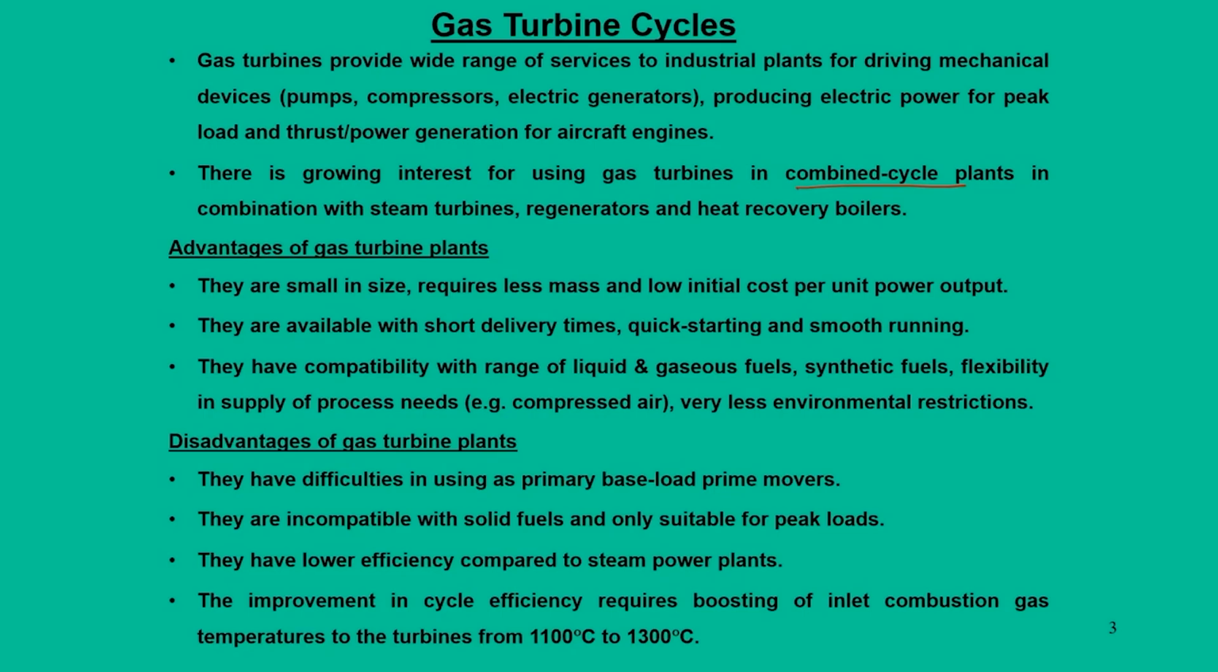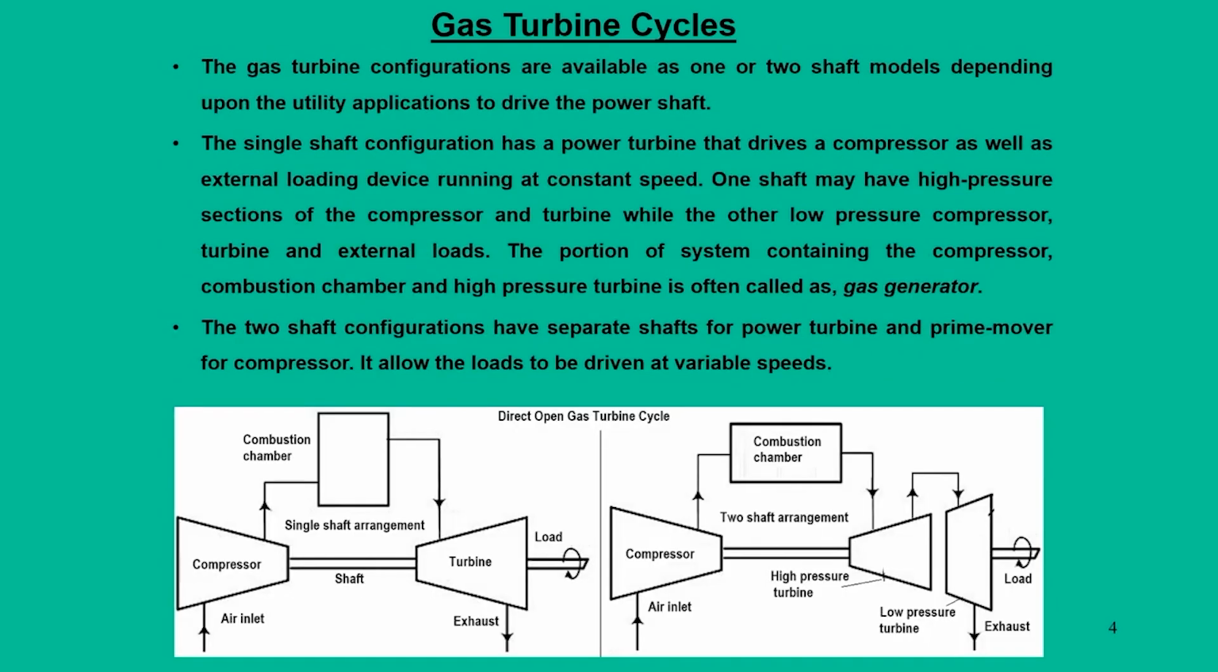So, these are some of the advantages that gas turbine systems have. Now, let us try to understand the thermal circuits for gas turbine cycles. The first type of configuration is that a gas turbine can have a single shaft configuration, or it can have a two shaft configuration. These are the two possibilities in which gas turbines normally operate. So, let us try to understand what these two things mean.